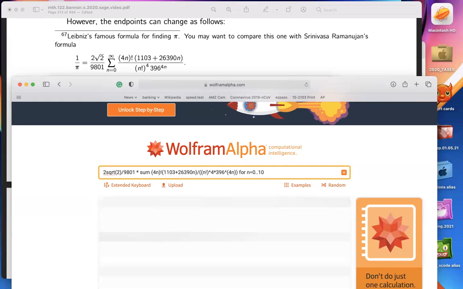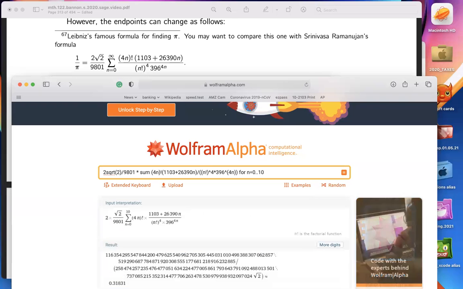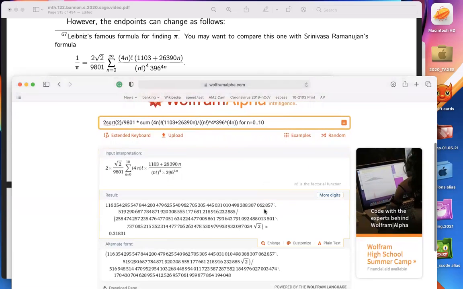I understand what happened there. All right, it's a little bit better. 2 root 2, 9801, here to 10, 4 in factorial. Yeah, it looks pretty good. All right, so I just want to scroll over here.